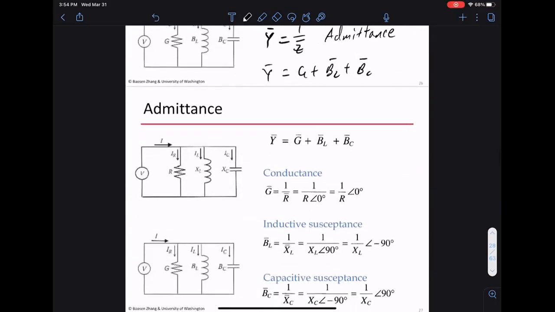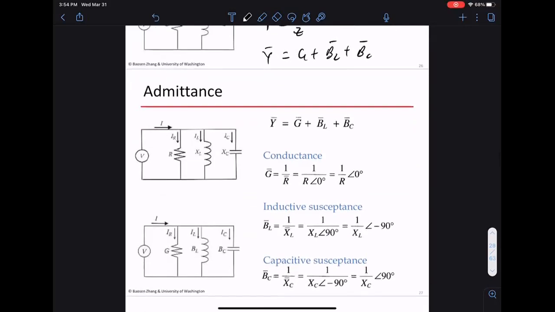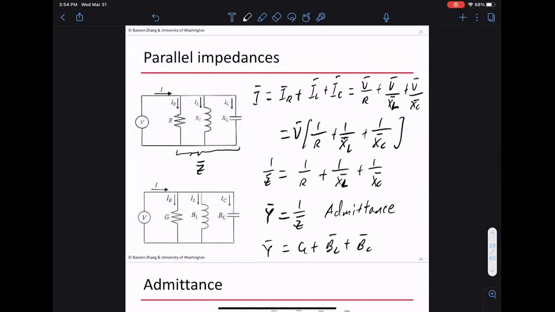Right, so this is more for notational convenience. Often, if we work with a lot of parallel elements, we'll talk about admittance. But really, these two things are equivalent, just which one is easier to write down. In this class, we'll still spend most of the time looking at impedances, because we won't talk about large systems. Most of the time we'll look at 1 or 2 loads, so working with impedance is not so hard.